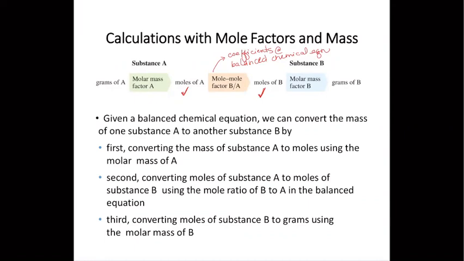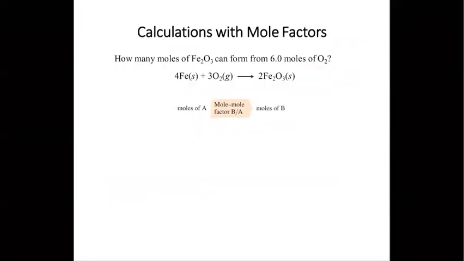So let's actually do an example. Okay? This is a calculation in which we are relating two things in a chemical reaction in terms of moles. So we're going to use the mole to mole factors. As I mentioned to you guys a few moments ago, but let me rewrite it here. Where do I get that mole to mole factor? The coefficients in the balanced chemical equation.